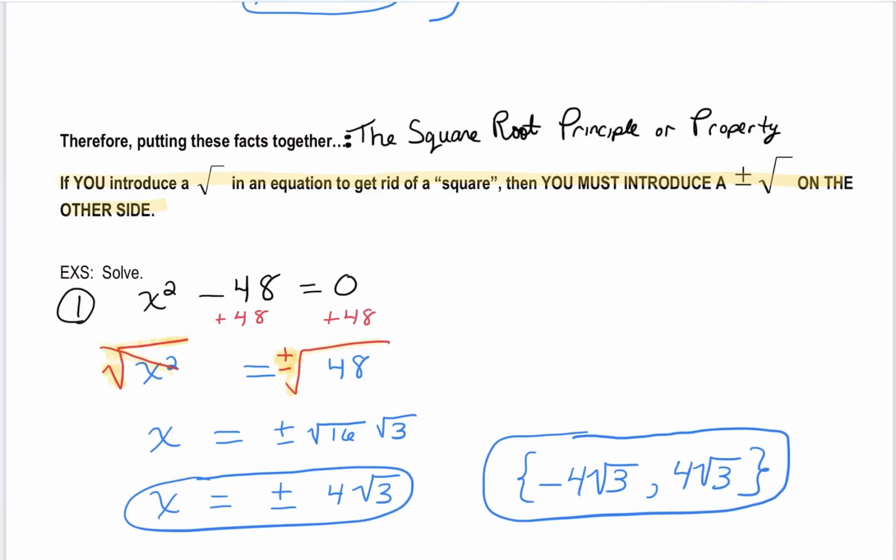So when we come back next time, we're going to look at more examples. We're going to get some imaginary complex solutions, and then we're also going to see some additional steps, but that all involve using this square root principle.